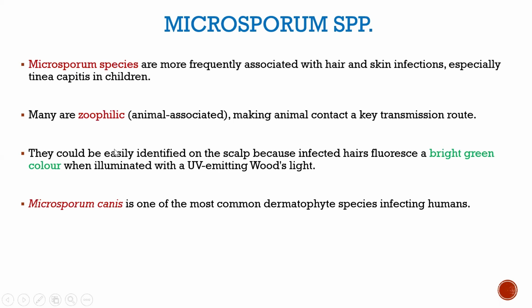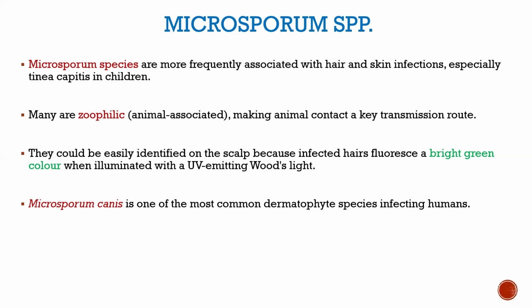This can be transferred from it to you, which is called a zoophilic infection. They can be easily identified on the scalp because infected hair fluoresces a bright green color when illuminated with UV emitting Wood's light. This is a very key feature of the Microsporum species: when you check them under a UV light as a clinical investigation, they emit a bright green fluorescence.